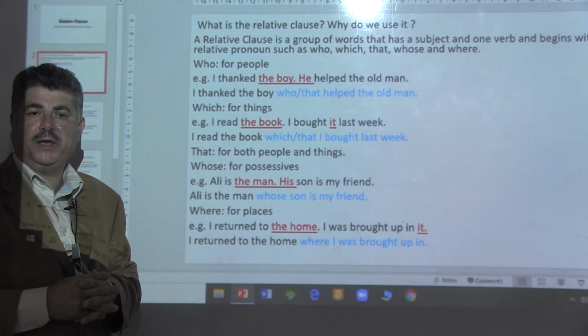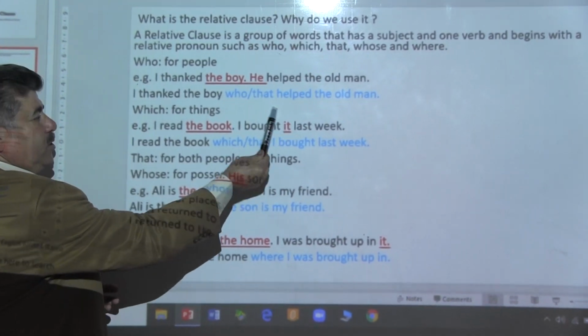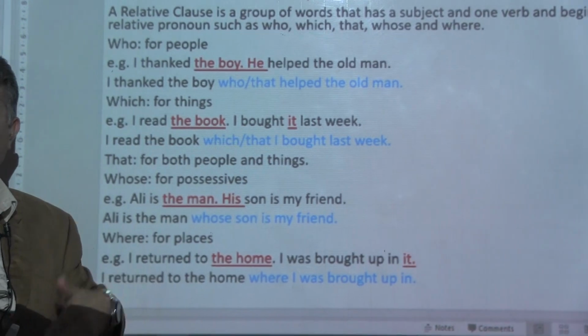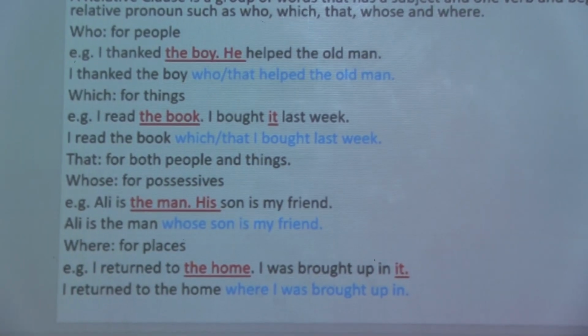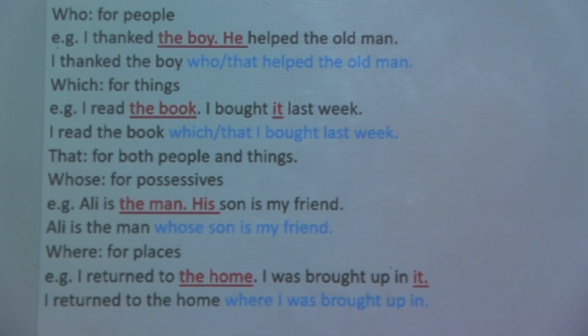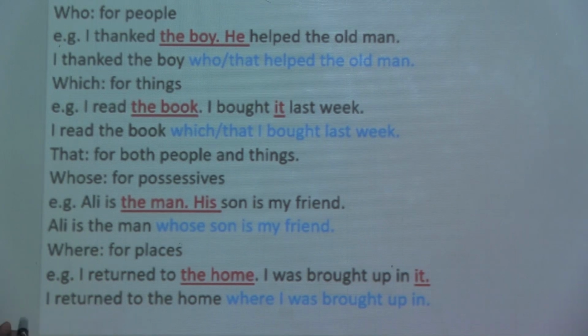I want to join them together using relative clauses. Now, this pronoun "it" here refers to the book. So, in order to avoid repeating it once again, we can join these two sentences, two main clauses, into one sentence. Now, the book here is not a person, it is a thing.